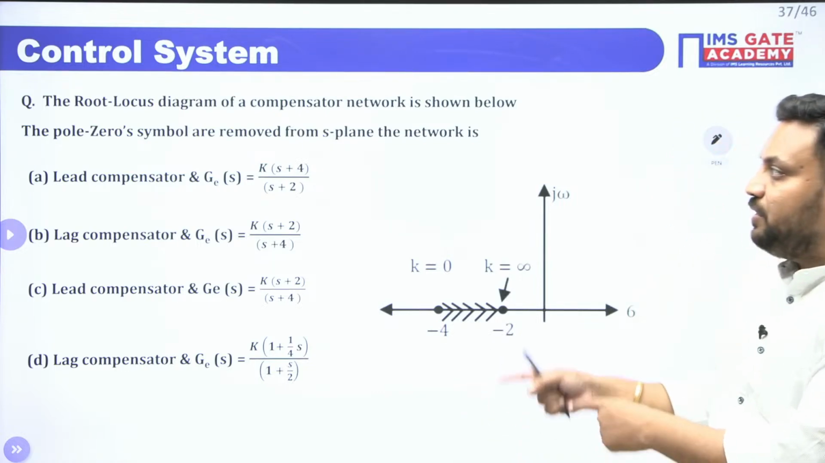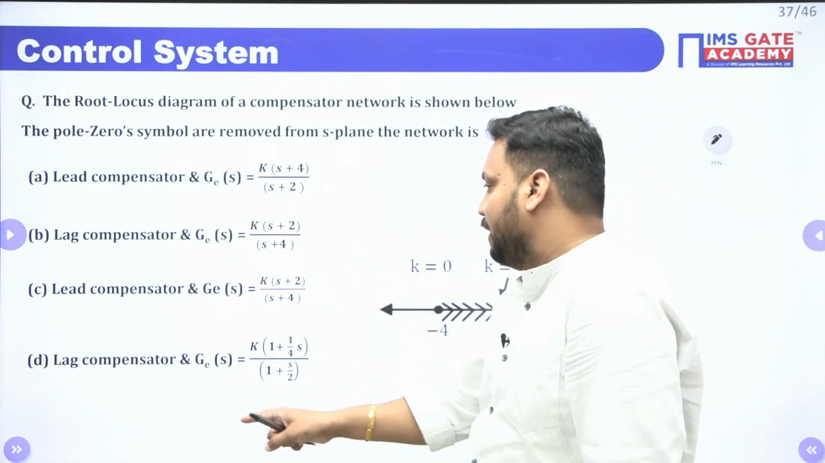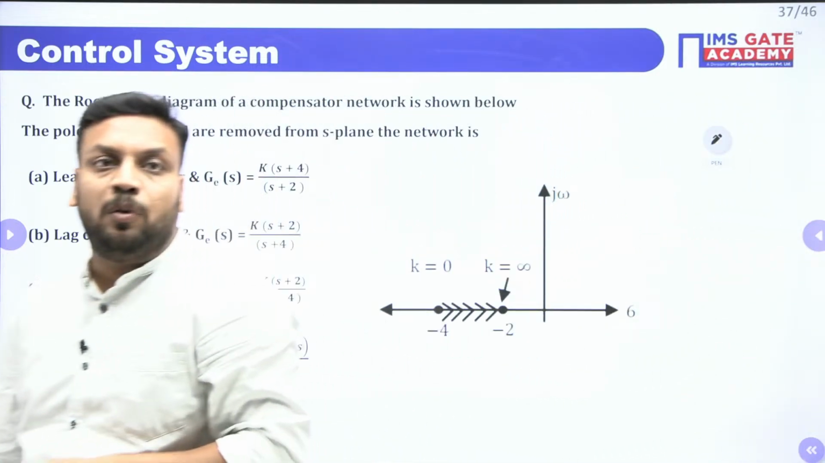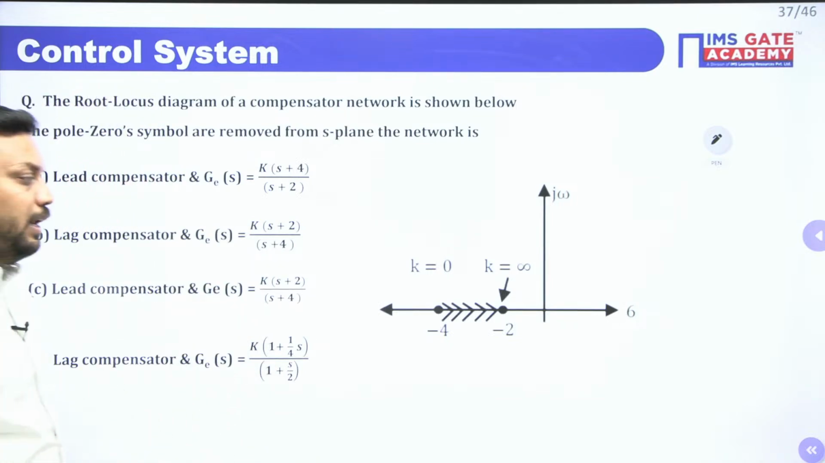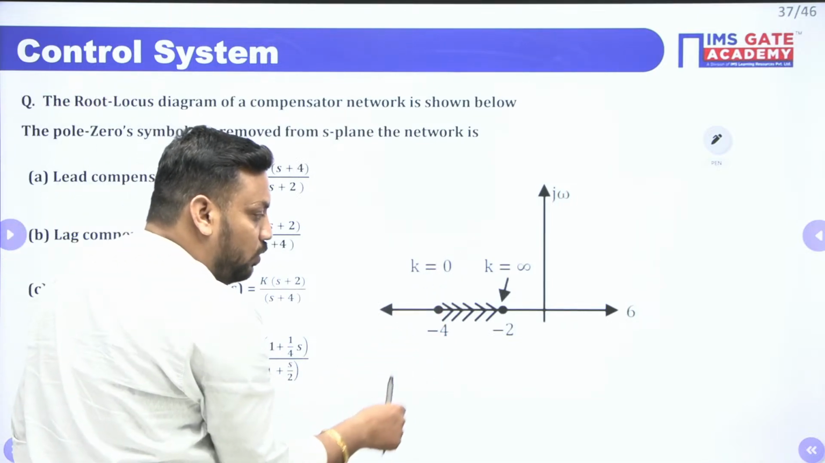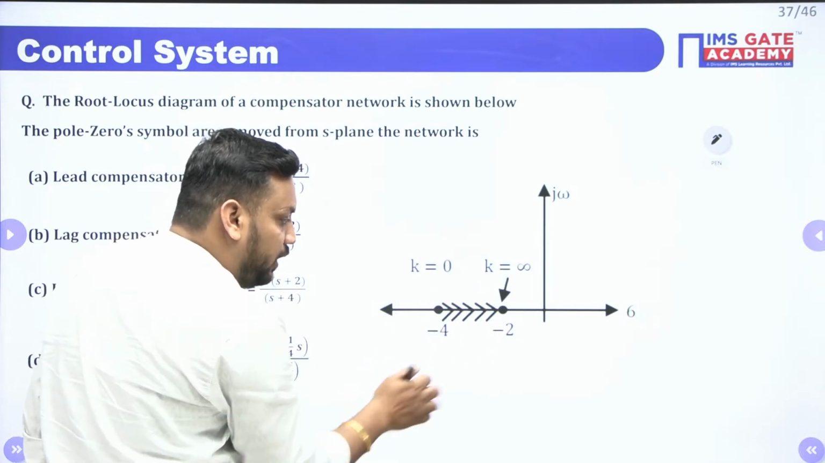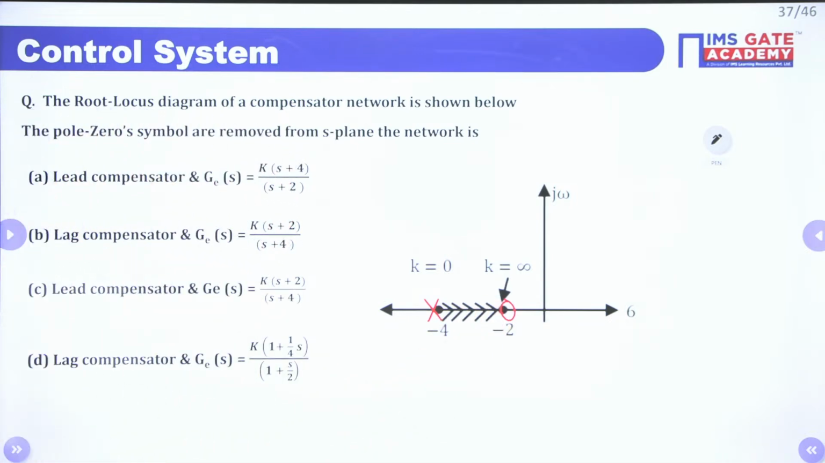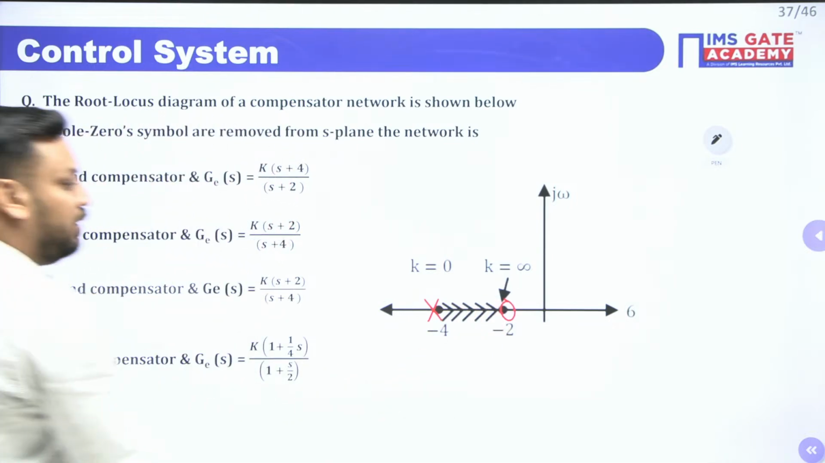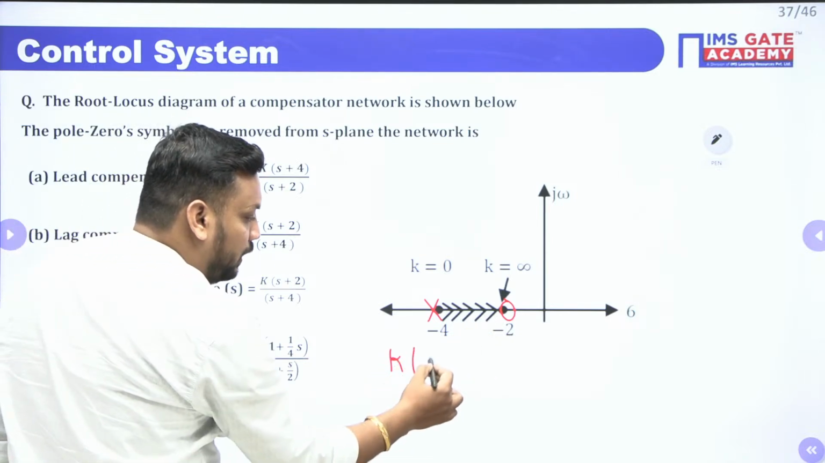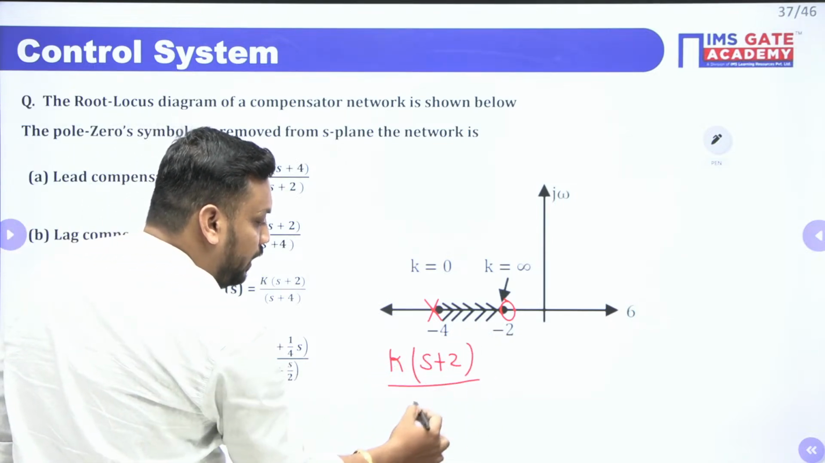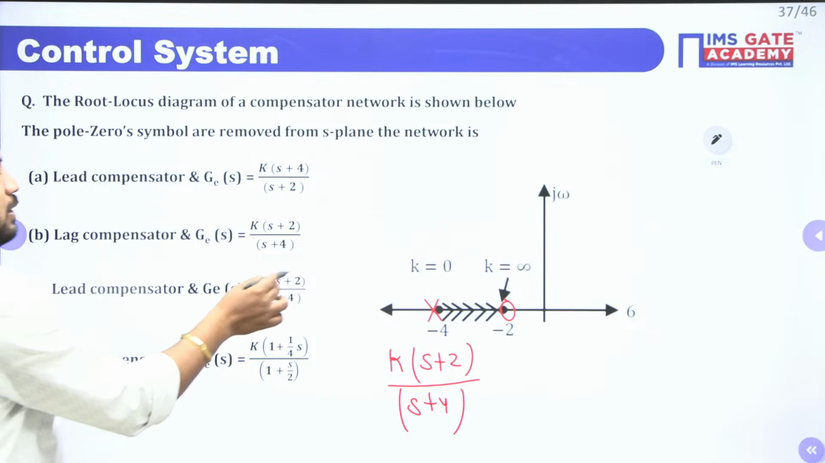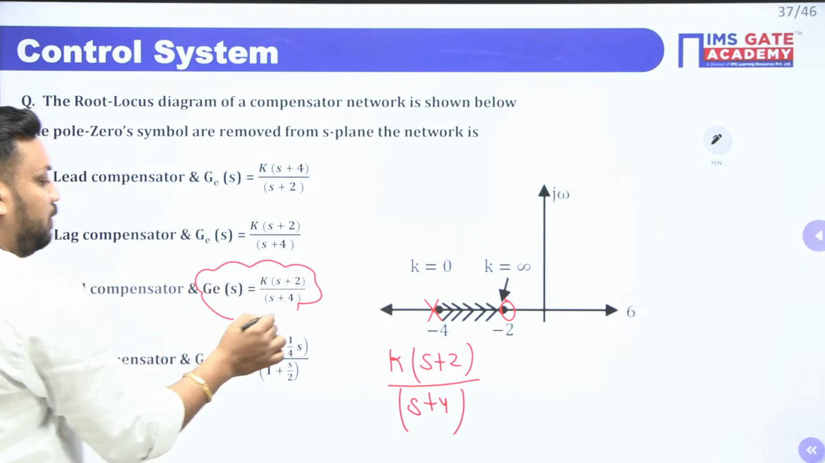It is clearly mentioned that lead, lag, and the root locus diagram is also given. Do you know the root locus always starts from open loop poles and ends at open loop zeros? Here in this diagram, the root locus starts from this point and terminates at this point, so this point is working as a pole and this point as a zero. Whatever the transfer function, the zero will be written in the numerator and 4 in the denominator, that is s into s plus 4. So the answer is K into s plus 2 upon s plus 4.